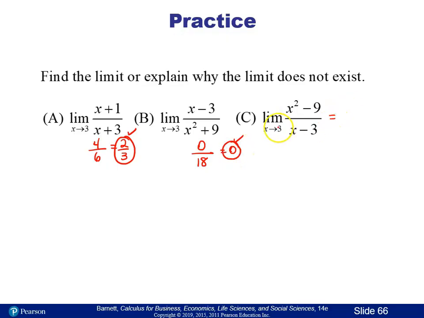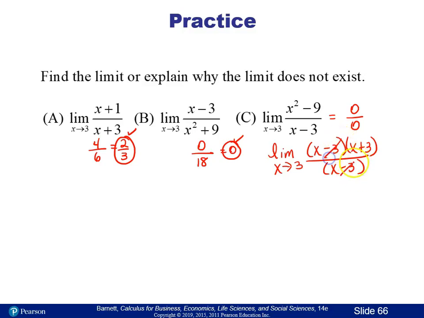On this one, if I plug 3 in, I'm going to have 0 over 0, which is an indeterminate form. So this is one that I do need to factor. Okay, so I factor x minus 3 and x plus 3, and then over x minus 3. The x minus 3's will cancel. And then it's equivalent to the limit as x goes to 3 of x plus 3. Again, don't drop the limit notation. Continue to do that until you actually take the limit. So here, if I plug 3 in, I'm going to get 6 as my answer.